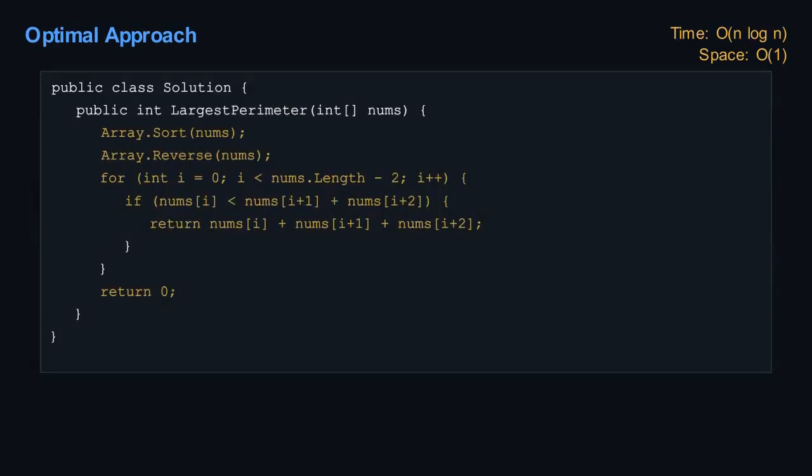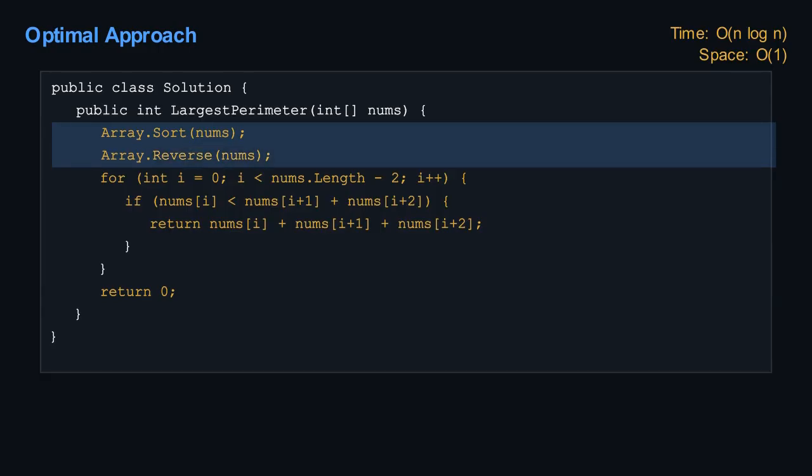The key insight for optimization comes from the triangle inequality itself, especially when combined with sorting. If we sort the array of side lengths in descending order, say A, B, C, where A is the largest, then A plus C will always be greater than B, and B plus C will always be greater than A, because B and C are smaller than A. Therefore, we only need to check one condition: if B plus C is greater than A.